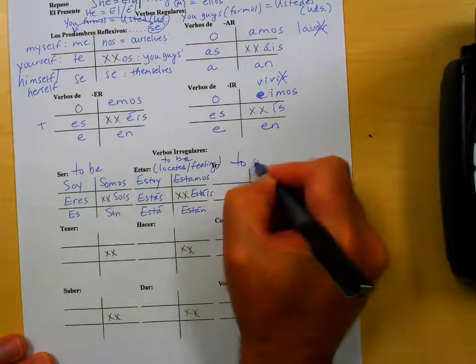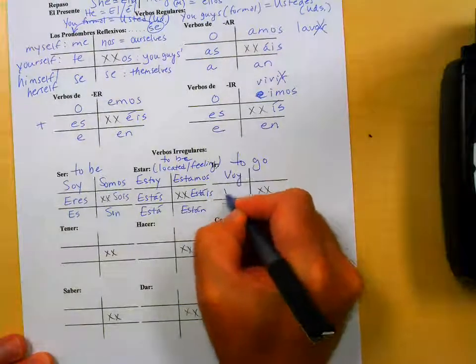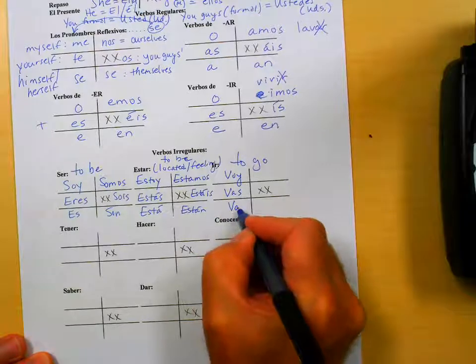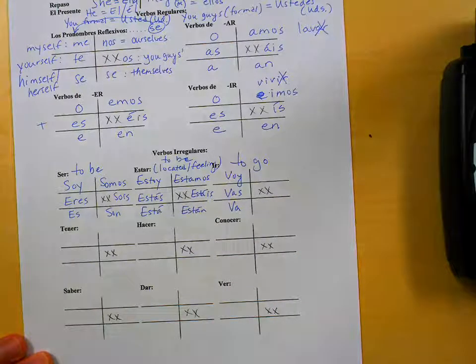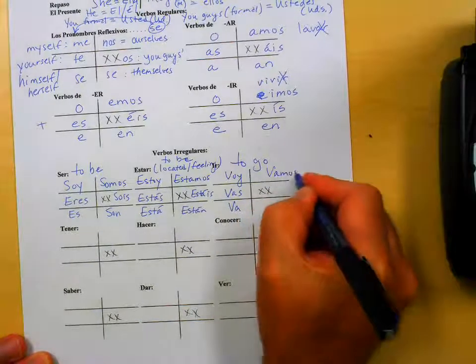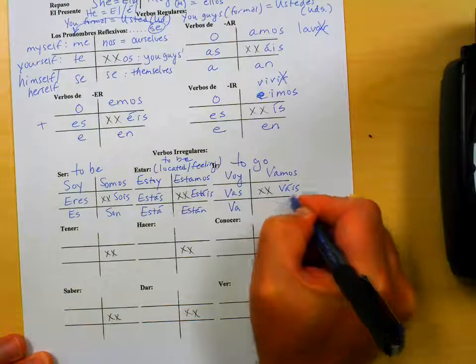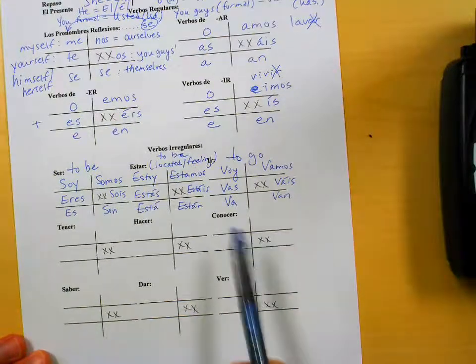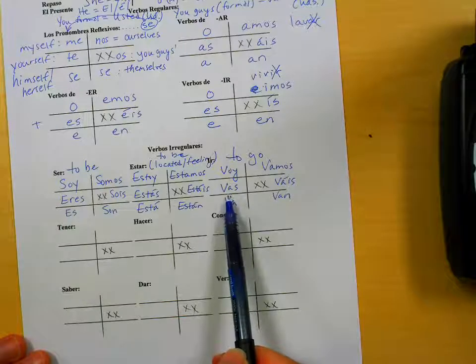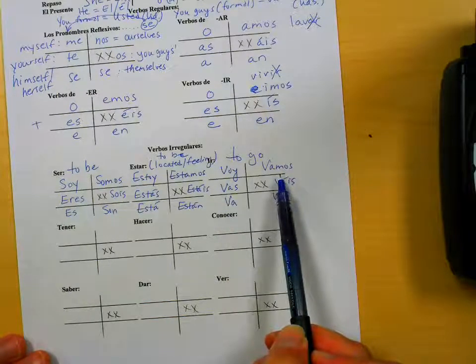Ir is our verb to go somewhere. Probably remember this from Spanish 1. Forms are voy, vas, va, vamos, vais, van. So for example, if you wanted to say, do you go somewhere, you would say vas. We all go somewhere, vamos, and so on.